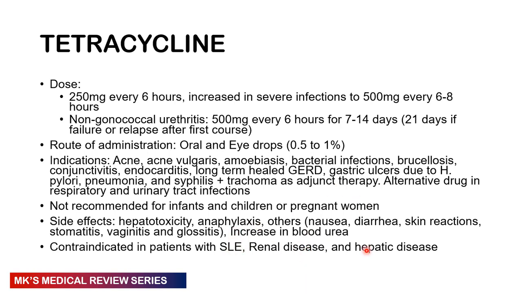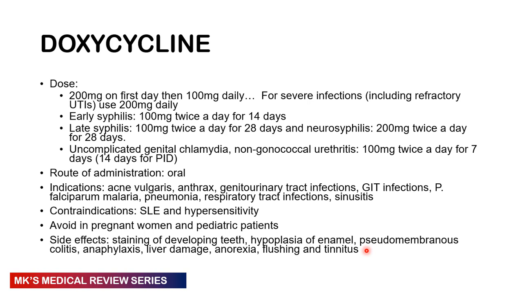Now, moving on to doxycycline, this can be given as 200 milligrams on the first day, then 100 milligrams once a day. For severe infections, we can use 200 milligrams once a day. For early syphilis, 100 milligrams twice a day for 14 days is enough. For late syphilis, 100 milligrams twice a day for 28 days, and for neurosyphilis, 200 milligrams twice a day for 28 days. If you get uncomplicated genital chlamydia or non-gonococcal urethritis, 100 milligrams twice a day for 7 days, and 14 days for PID would be enough.